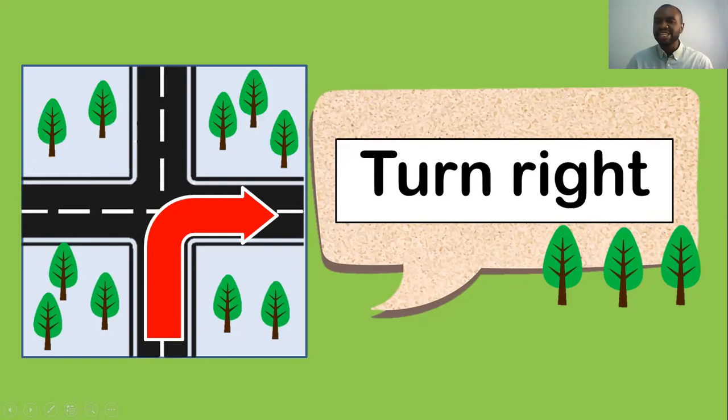Turn right. This is my right hand. You turn right. If the taxi stops here, how do I go to Macro? You go straight and turn right. Over there is Macro. Turn, T-U-R-N. Turn right. Right, R-I-G-H-T. You see our arrow. Turn right. Over there, you see Macro. You go straight and turn right.